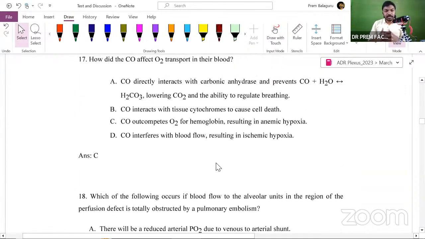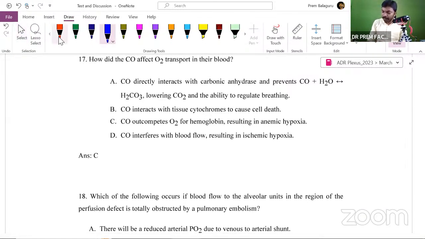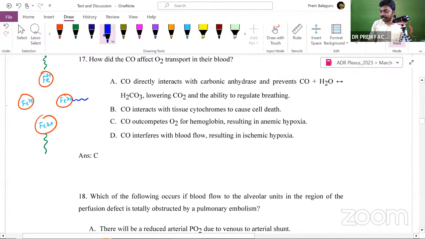Question 17. How did the carbon monoxide affect oxygen transport in their blood? You know very well, when it comes to hemoglobin, we are going to find 4 different heme moieties. Each heme moiety has ferrous iron in the center. The protoporphyrin ring has ferrous iron, and there is the globin chain: 2 alpha globin chains and 2 beta globin chains. That is what contributes to hemoglobin. Now, this ferrous atom has extreme affinity for oxygen, and carbon monoxide is going to straight away compete with this criteria.